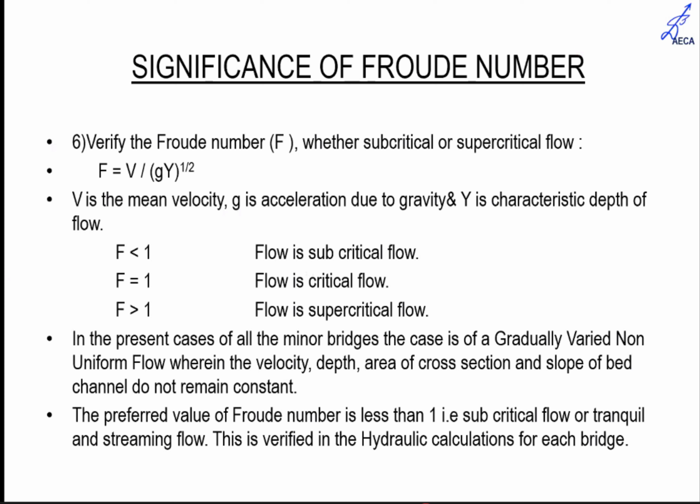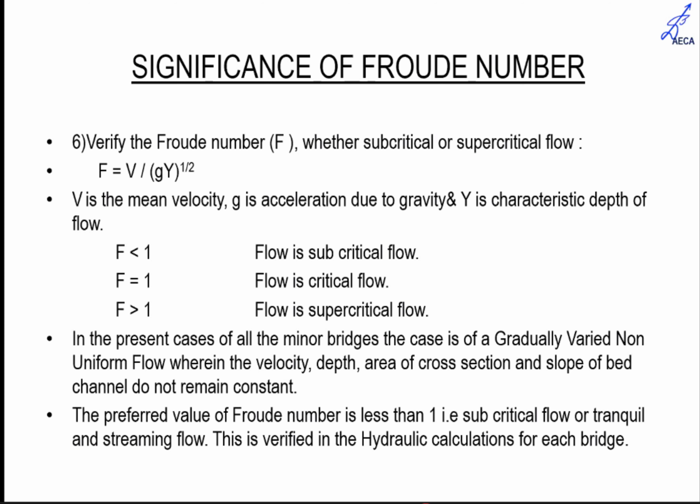Now another term which is important here for flow of the stream through a box is the concept of the Froude number. The Froude number is basically the mean velocity divided by the square root of gy, where g is the acceleration due to gravity and y is the characteristic depth of the flow. When F is less than 1, it is a subcritical flow. F equal to 1 is a critical flow. F more than 1 is a supercritical flow.